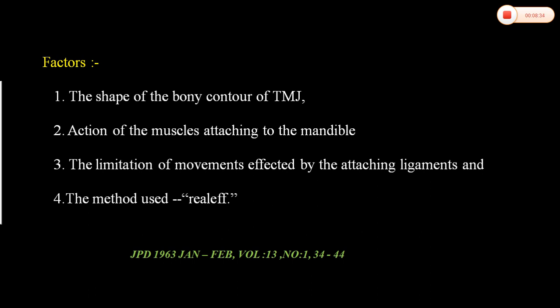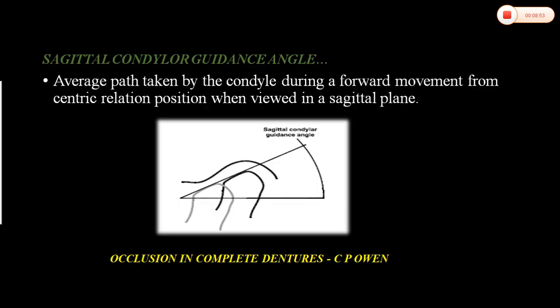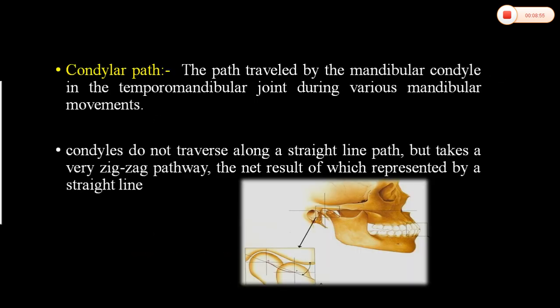And the method used is RealF. RealF is nothing but a resiliency-like effect, given by Hanau. So the mucosa will have a resiliency-like effect, a cushion effect. It will provide some kind of cushioning for depressions.